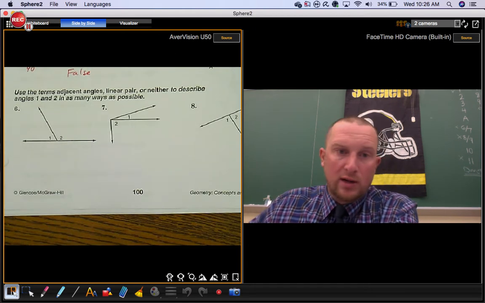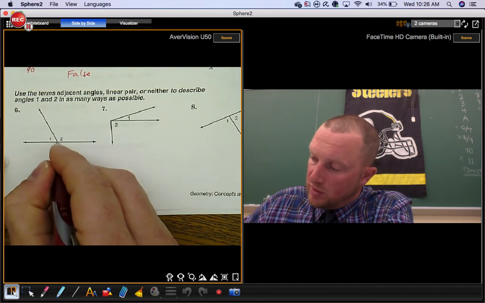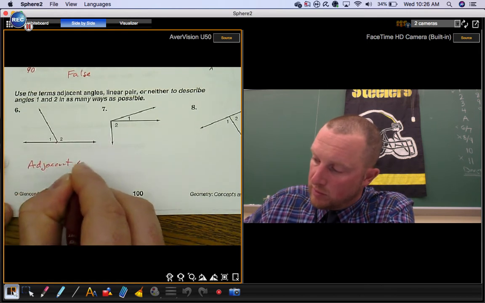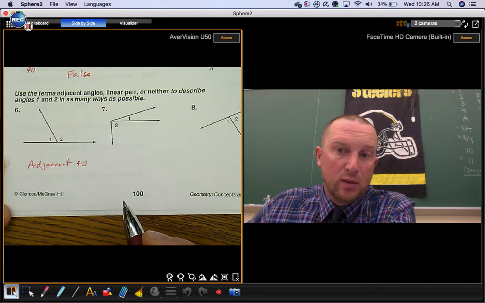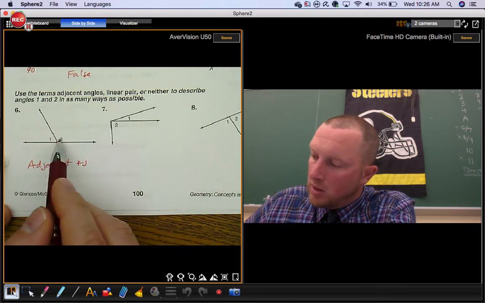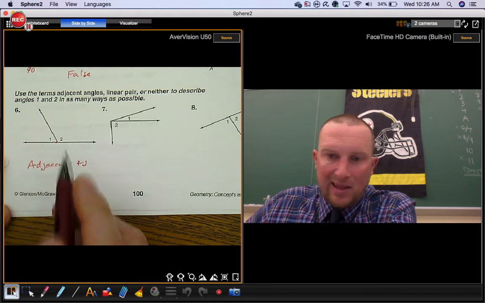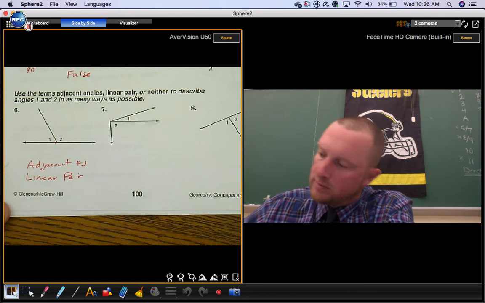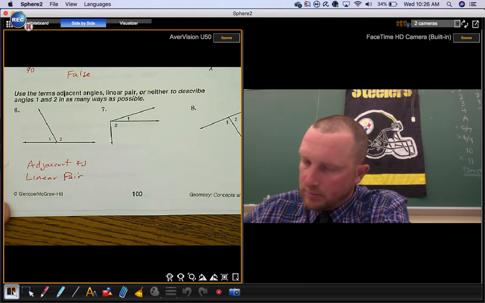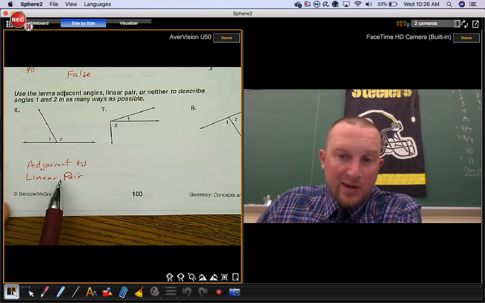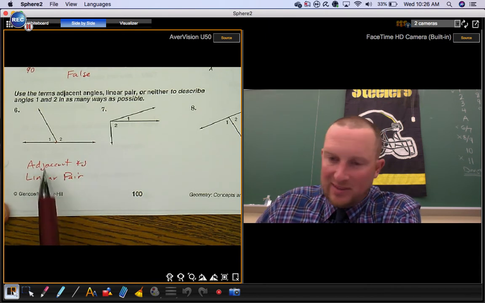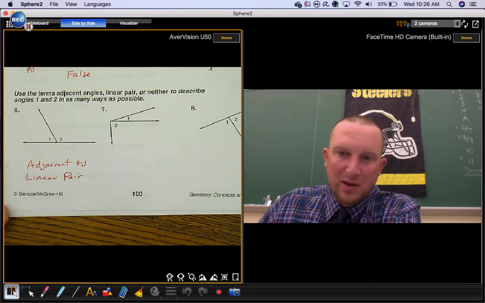So look at angle 1 and angle 2. They're right next to each other. They share this vertex, this ray. They don't overlap. These are adjacent angles. And they need to be adjacent angles before they can be a linear pair. These are adjacent angles that make a line. That's what a linear pair is. To be a linear pair, they have to be adjacent. So if you said linear pair, you automatically classified them both ways. I don't know why they wanted you to write them both as well.